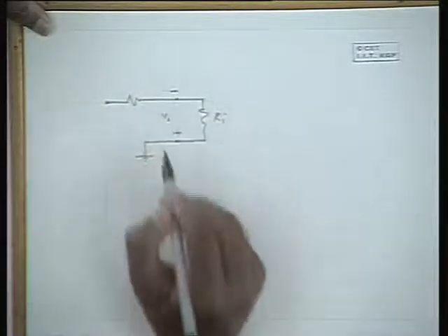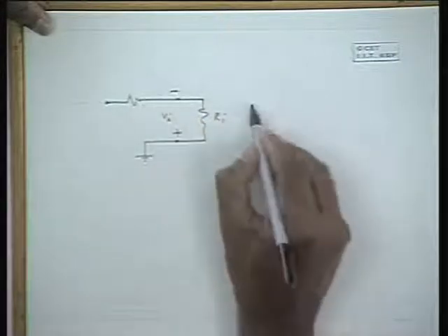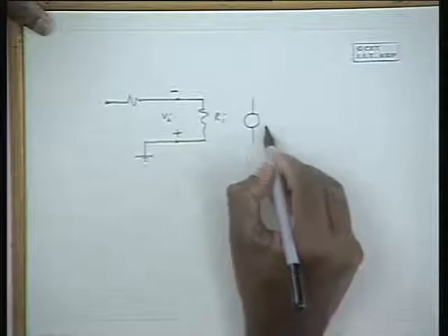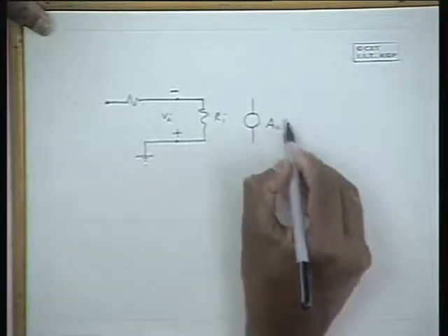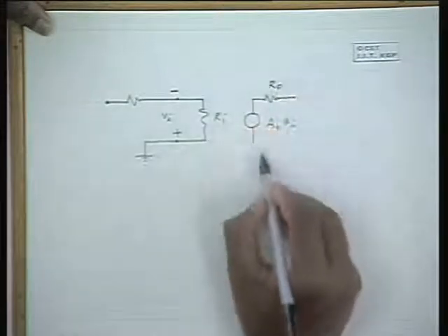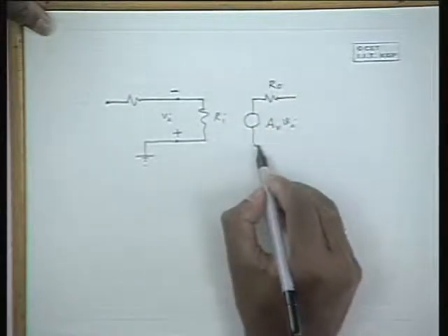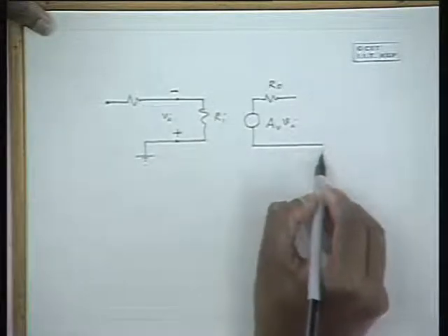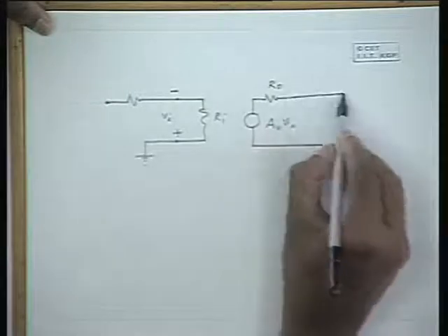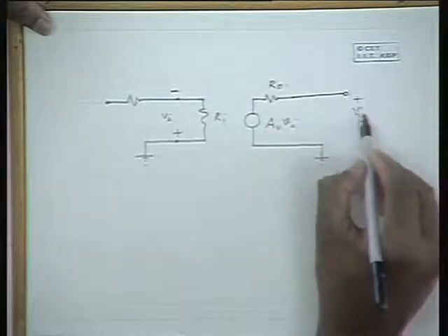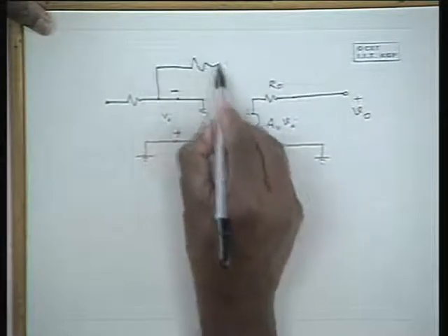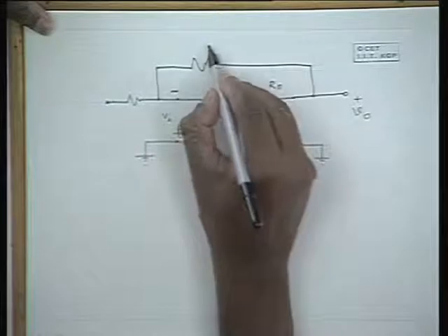So this is Vi. Now at the output we have Vi as the voltage source and R naught as the output resistance, and this terminal is connected to the ground, and this is the output potential V naught, and between this terminal and the output we have the feedback resistance RF.